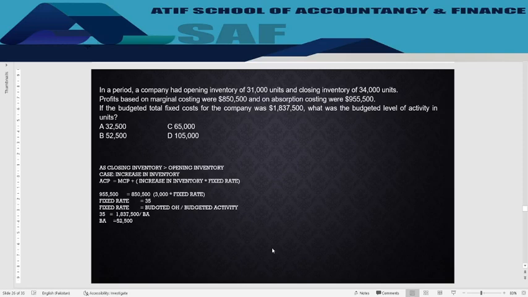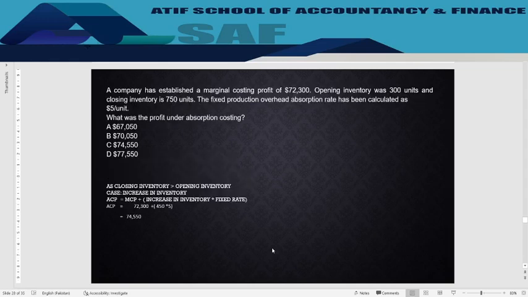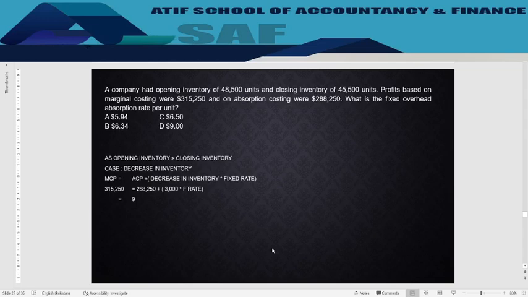Next MCQ, a company had opening inventory of 48,500 units and closing inventory of 45,500 units. Profit based on marginal costing is $3,15,250 and absorption costing was $2,88,250. What is the fixed rate? First, we have to identify whether it is an increase or decrease in inventory. As opening inventory is greater than closing inventory, it is a case of decrease in inventory level. And for decrease in inventory level, the formula would be MCP is equal to ACP plus decrease in inventory into fixed rate. By putting values into the formula, we can get the figure of $9 per unit of fixed rate.